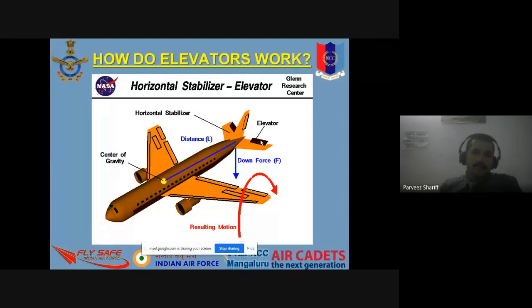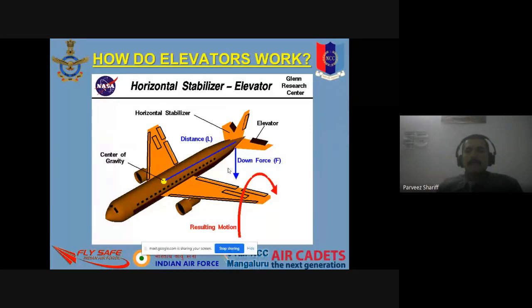Now when a pilot moves the stick forward or backward, these elevators will move up or down simultaneously. Both the elevators work simultaneously, either up or down. So what happens when the stick is pulled back? Then the elevators will go up. When the elevator goes up, the lift at the horizontal stabilizer is decreased. When the lift is decreased, the lift at the main wing is increased. Then the aircraft will move in the upward direction.